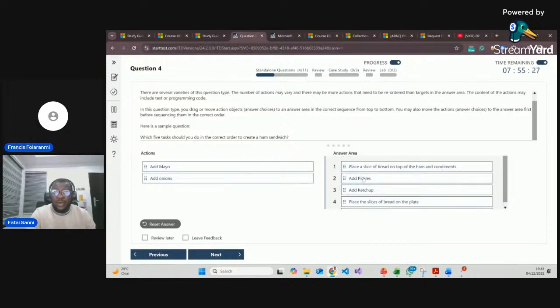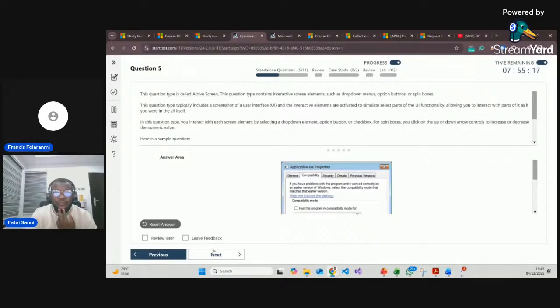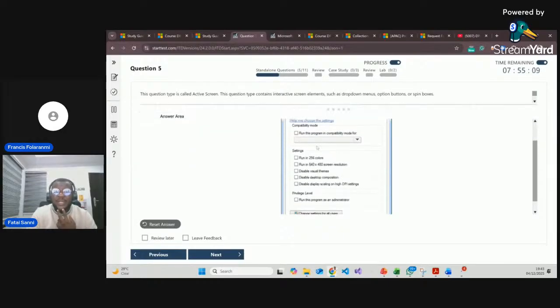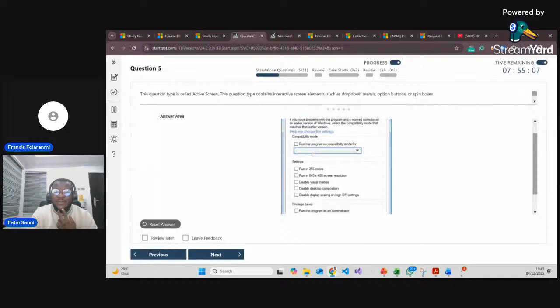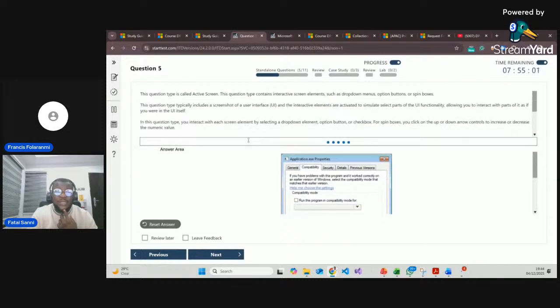If you're not sure, again, you can always mark it for review later or come back to the question when you can. Okay, so you can also see an active screen image. So Microsoft can also show you an active screen for you to select from. This question is saying, I don't know the answer, but I'm just going to select.